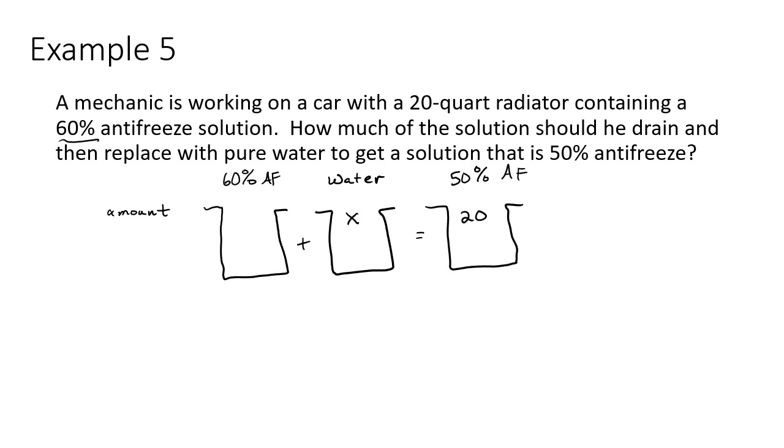So let's set up a dummy variable for a second so I can show you why this works the way it does. So let's call this a. If a plus x has to add up to the total capacity of 20, then what would a be in terms of x? If you just subtract x from both sides, a would have to be 20 minus x. It is the 20 quarts that you started with minus the amount that you drained to replace with water.